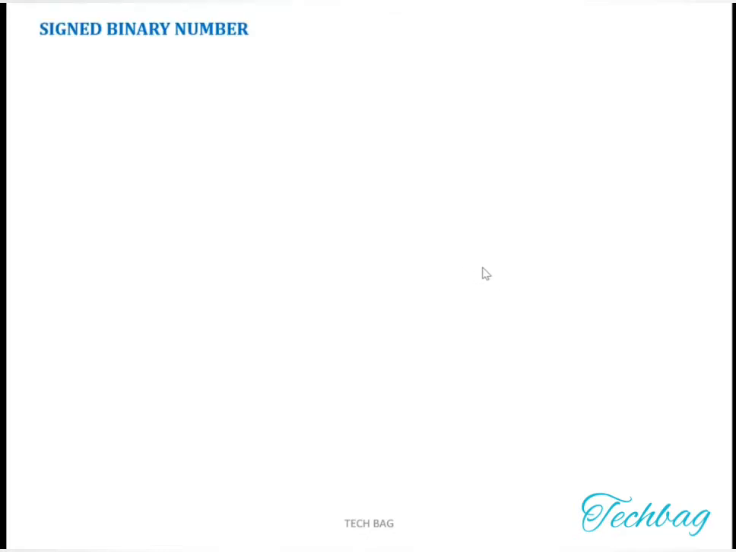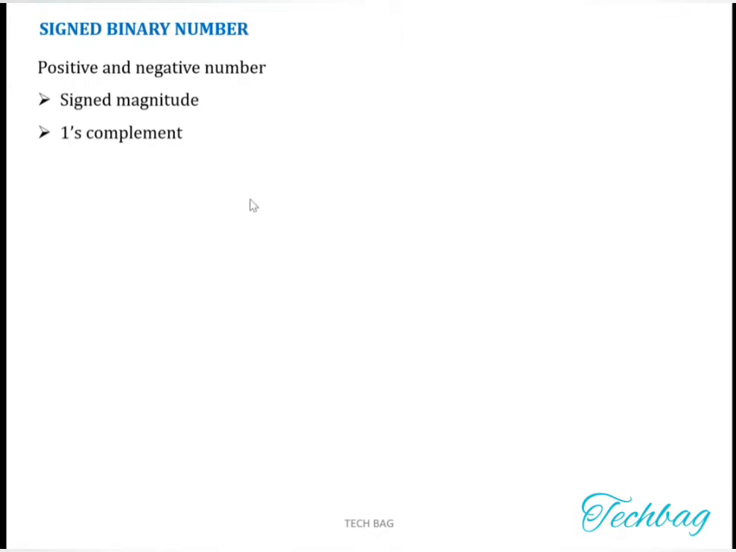Next one, signed binary number representation. You can represent both positive and negative numbers using this signed binary number representation. There are 3 different forms available to represent positive and negative numbers. They are signed magnitude form, 1's complement form and 2's complement form. In all the 3 forms, the representation of a positive number is the same. Let us see one by one.